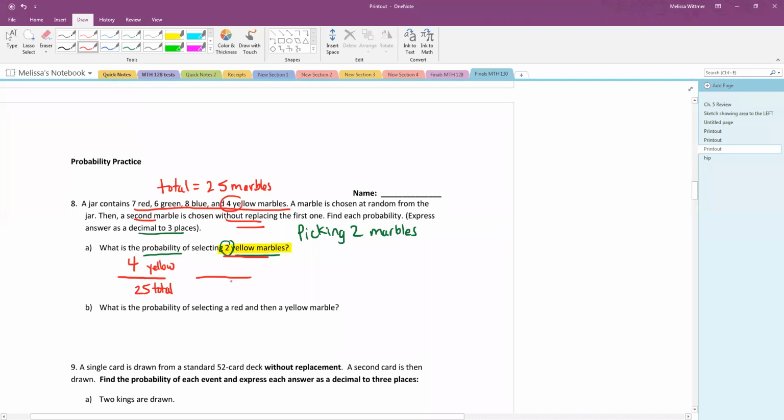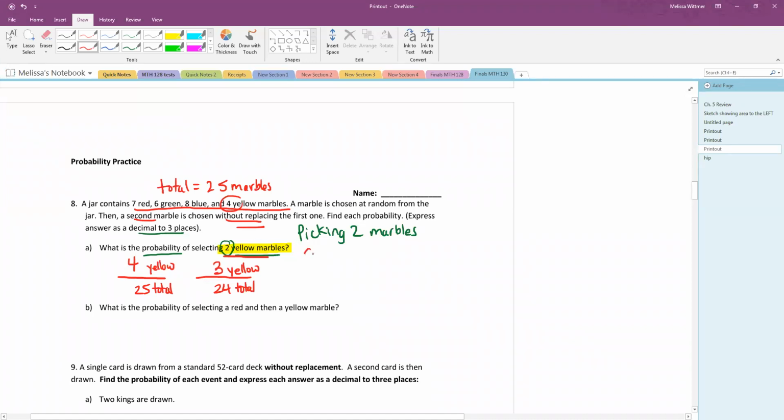So my chance of getting a yellow is 4 out of 25 the first time. If I don't replace it, when I pick again, I have now changed my totals. I only have 3 remaining yellow, and I have 24 total marbles left in the bag. So in these consecutive events, if you don't put it back, you have to change the totals for each selection.